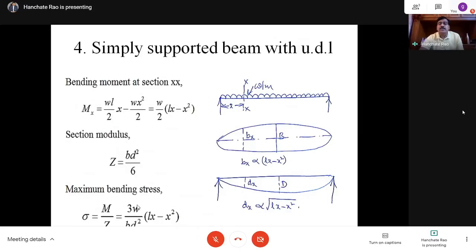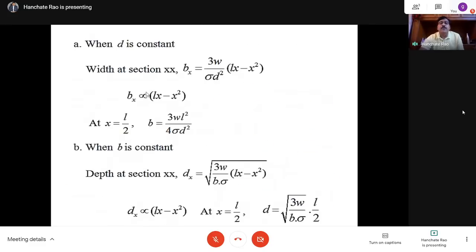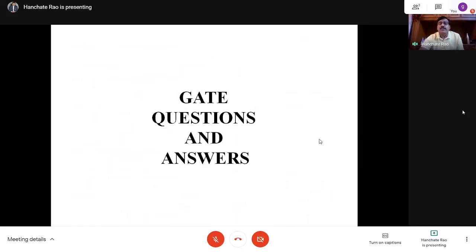Keeping the depth constant and varying the width, this is the distribution, and keeping the width constant and varying the depth, this is the equation. From this stress equation, again you can find out the distributions in exactly the same way as I have explained for the cantilever. So this is how we can design beams of uniform strength.